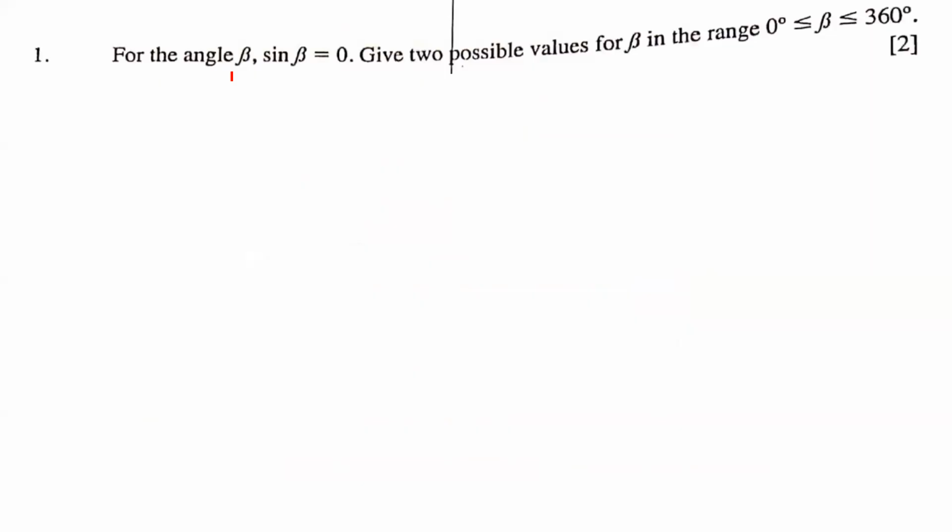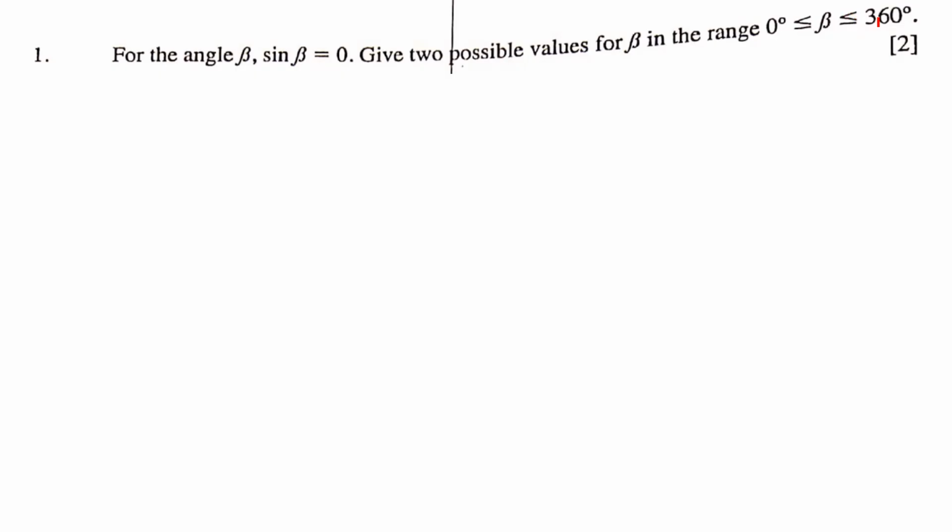Question number 1, it says, for the angle beta, sine beta equals 0. Give two possible values for beta in the range 0 degrees is less than or equal to beta, and beta is less than or equal to 360.